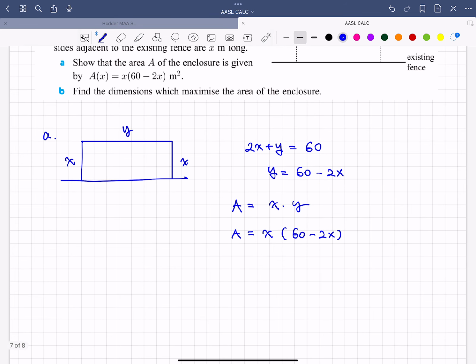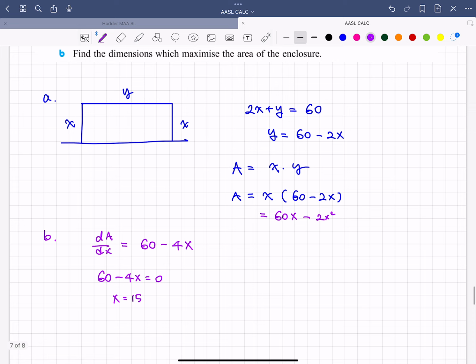Okay, in part B, find the dimensions which maximize the area of the enclosure. So I need to find dA/dx. It will help if I write this that way. dA/dx is going to be 60 minus 4x. And when is it equal to 0? When x is 15. So I found x equals 15 is when the derivative is equal to 0.